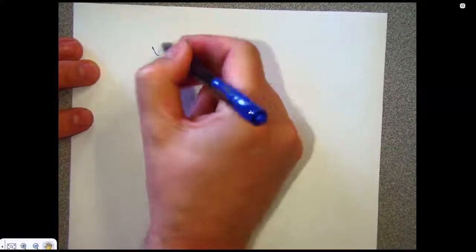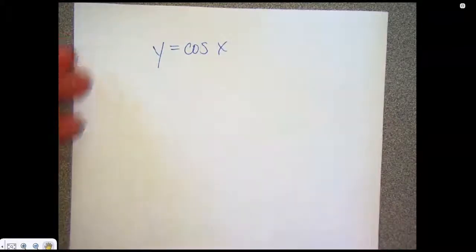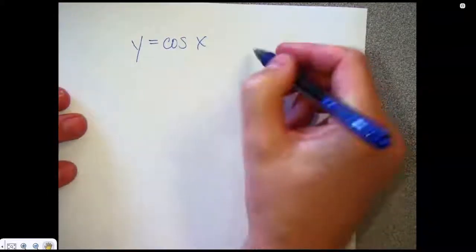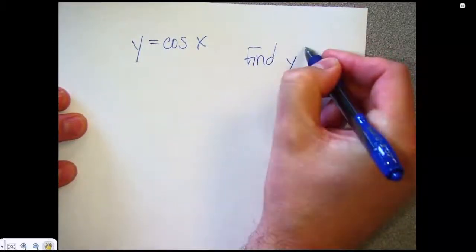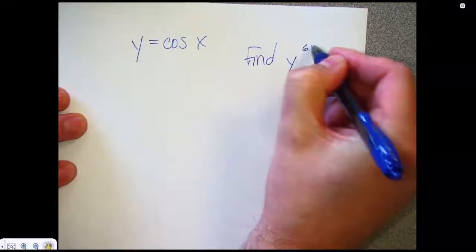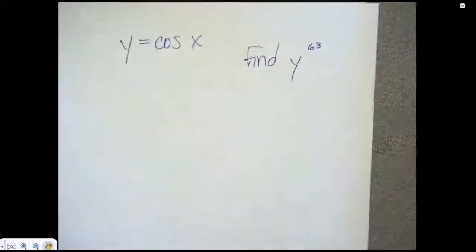This is separate, but your question about infinite derivatives just reminded me of this. I want you to find the 63rd derivative of cosine. Okay, I'll get started.